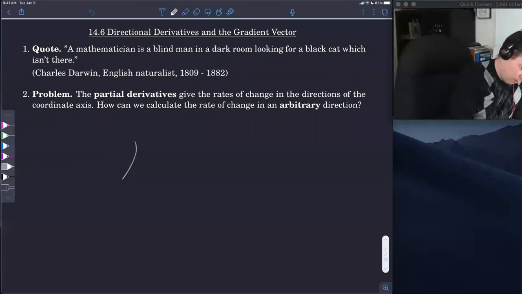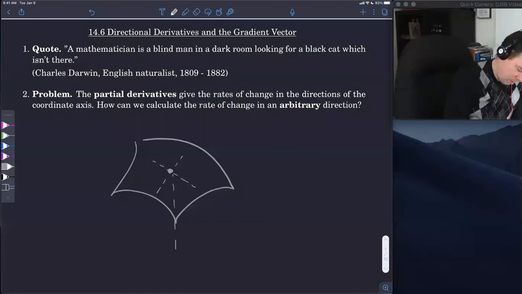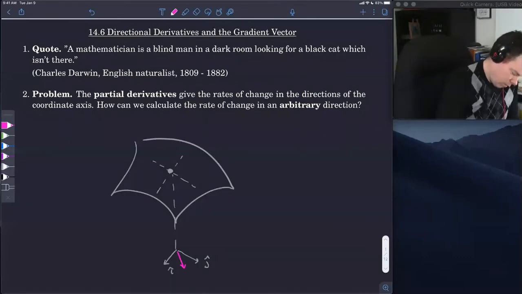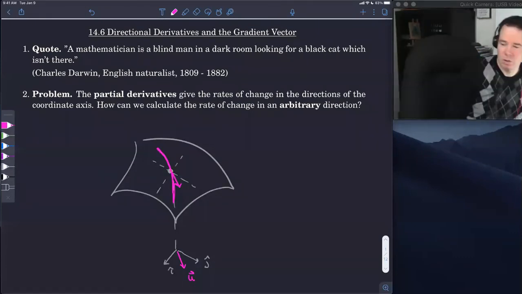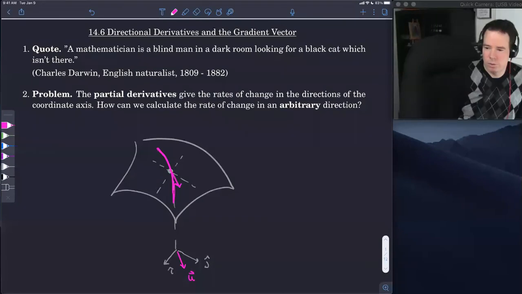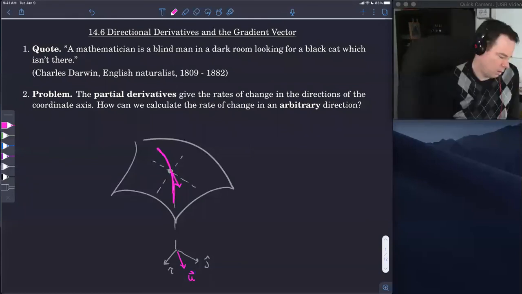So a picture of this could be something like: we've got our point, we've got our x direction, we've got our y direction. So I'll go down here. There's our i hat, there's our j hat. And I'm interested in, what if I move in an arbitrary direction, say u? What's going on in that direction? How is the slope of the curve in that direction behaving? That's what a directional derivative is: how the z value is changing as I move off in that particular direction.